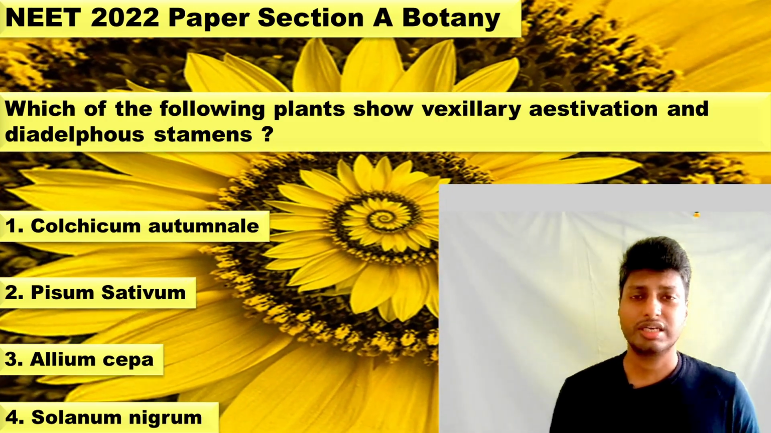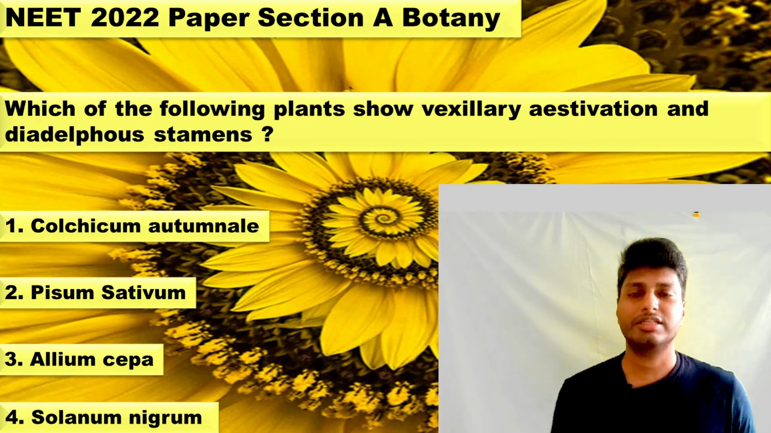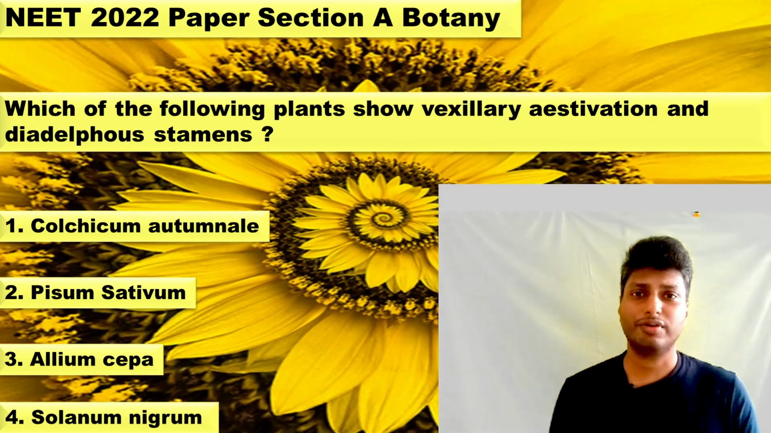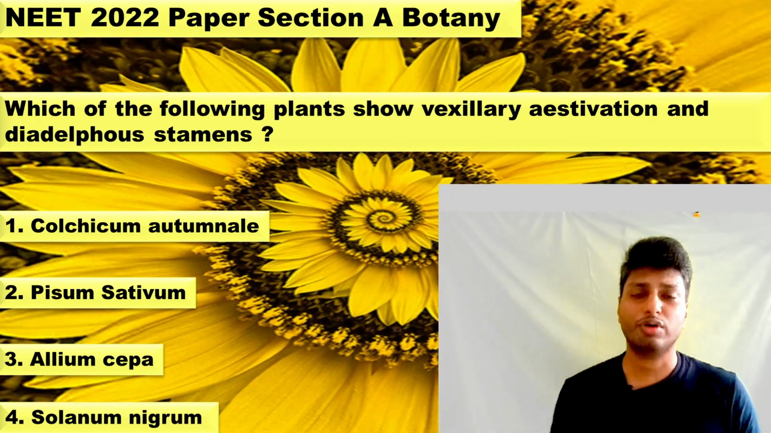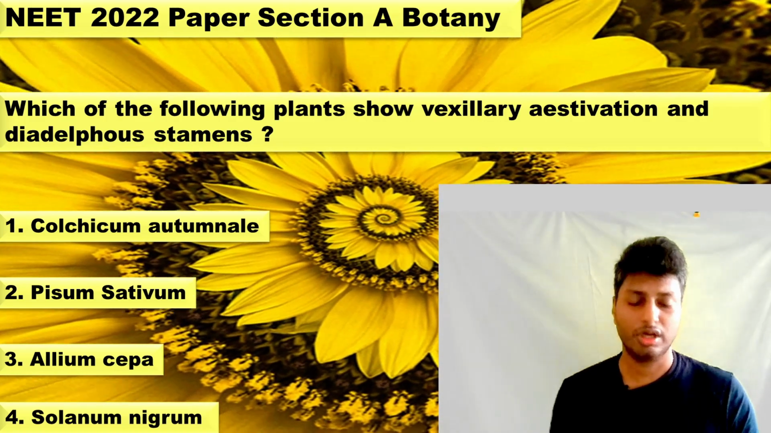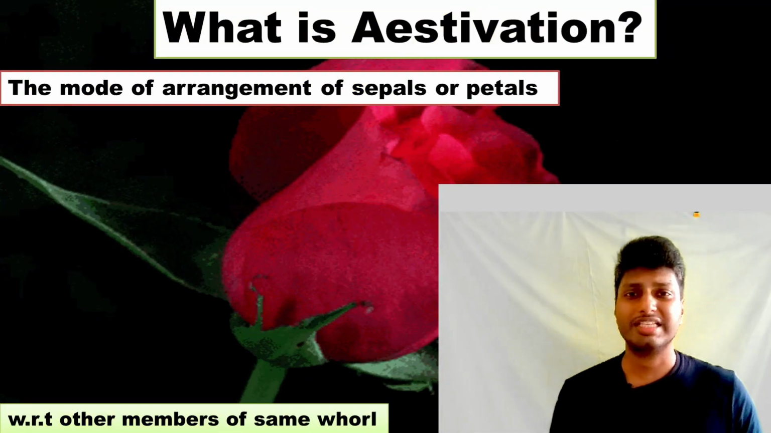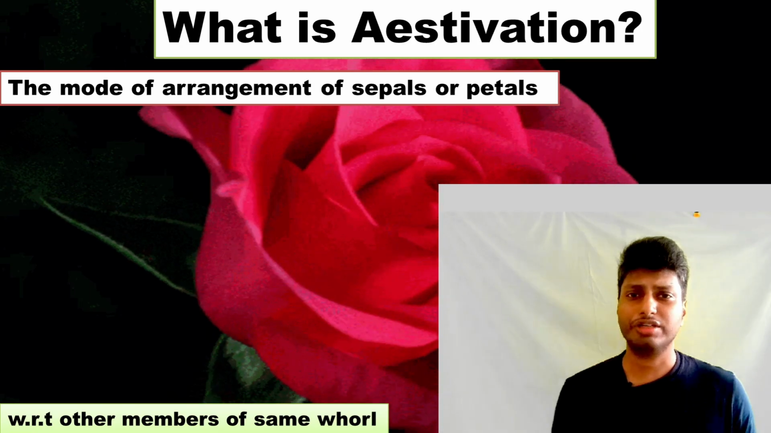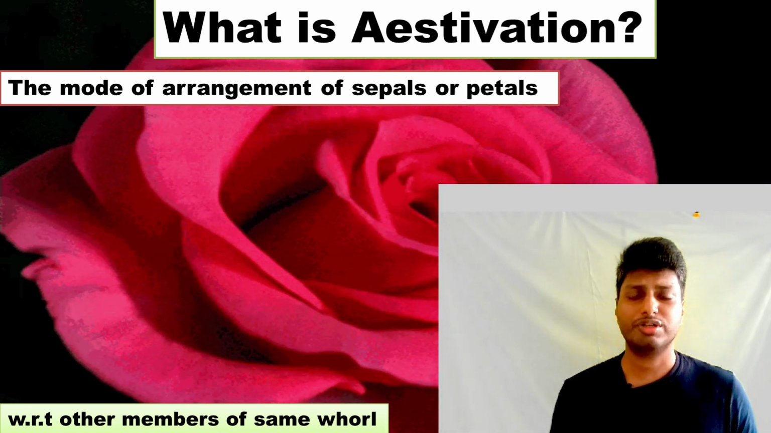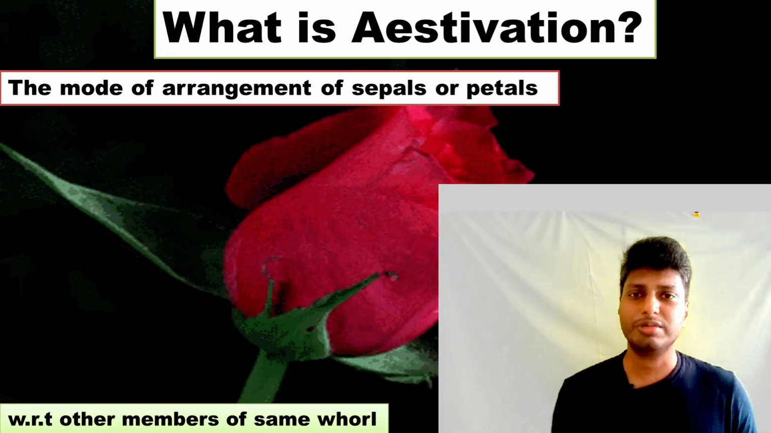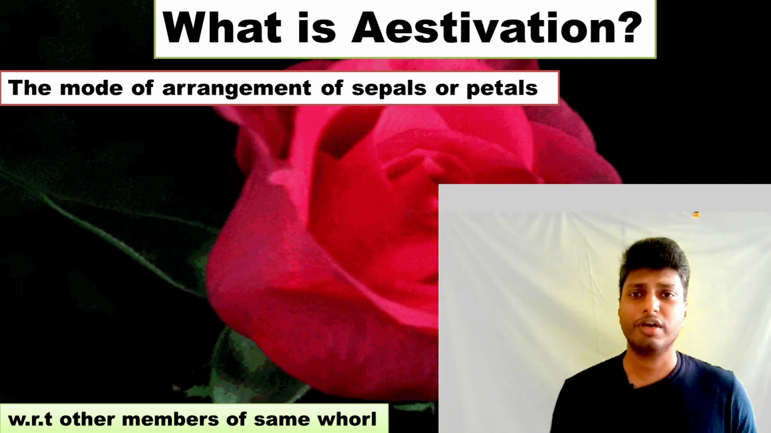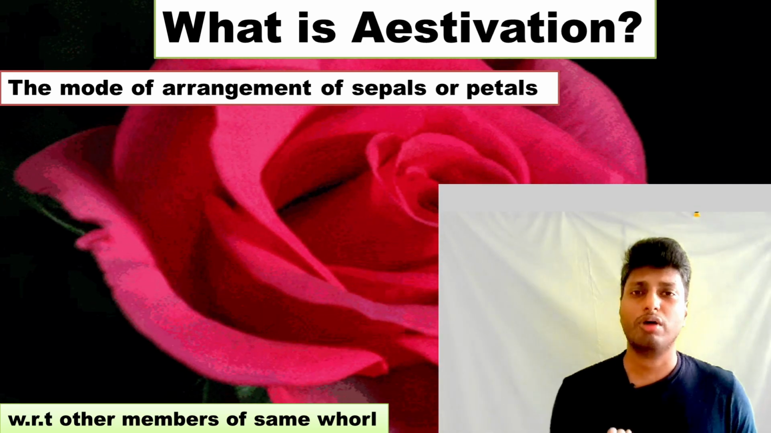Now dear students, first let us try to divide this question into two parts. The first part is asking which of the following plants shows Vexillary aestivation. So let us try and understand what exactly aestivation is. Aestivation means the arrangement of petals or sepals of a particular flower.